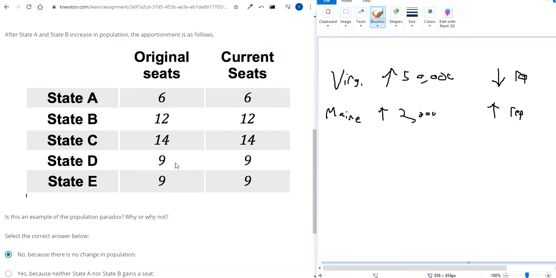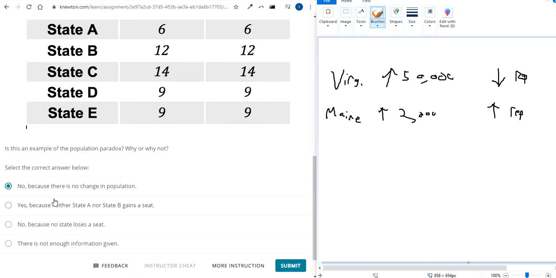And actually, this one is pretty clear. They're all the same, right? So A and B had an increase in population. If anything, we'd expect them to get more seats compared to the other groups, okay? Or it could be the same. Maybe the increase wasn't large enough to change the seats. So this is not an example of the population paradox, okay? There is a change in the population, so that's the incorrect justification.